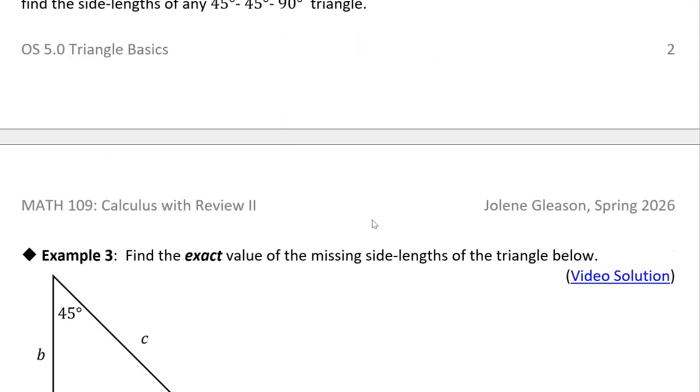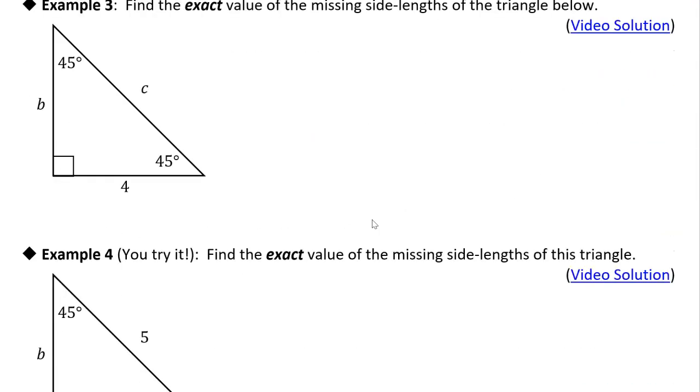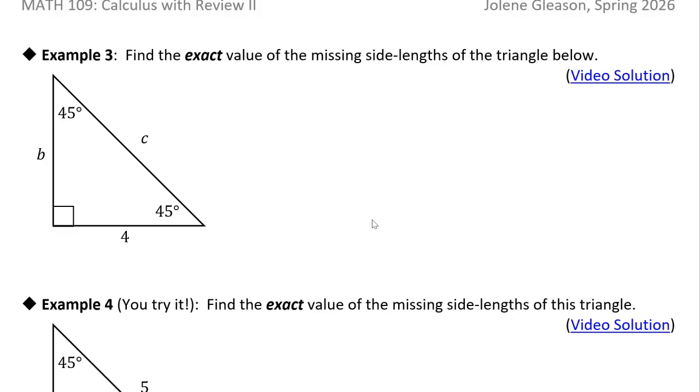Okay, so let's take a look at example 3 here, where we have a 45, 45, 90 triangle, and we want to find the missing side lengths in the triangle. So we only know one side length, and it's a 45, 45, 90 triangle, so it's the isosceles right triangle. So I think it's pretty straightforward to say that B is equal to 4 if it's the isosceles right triangle.